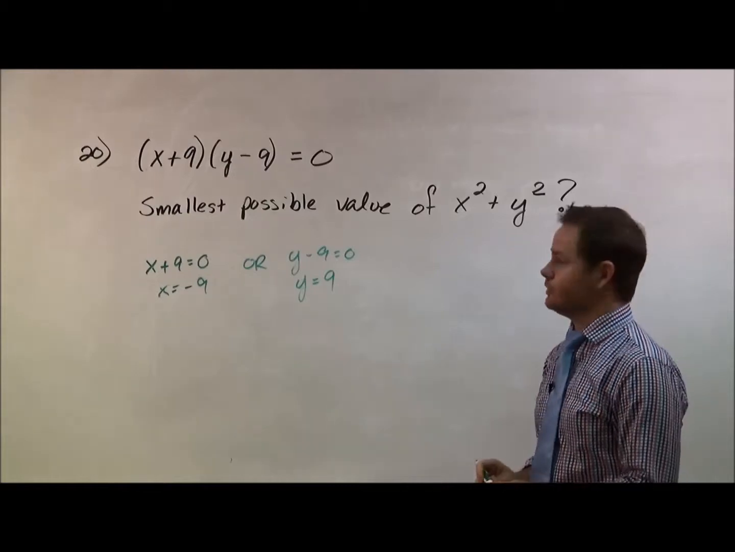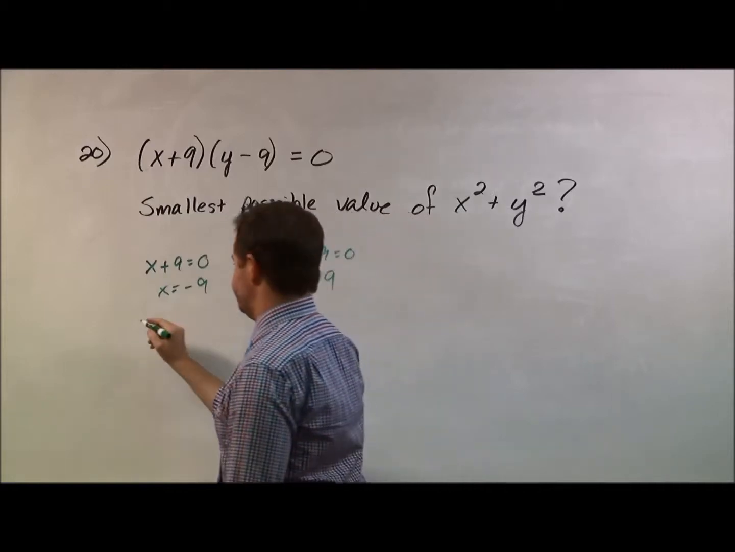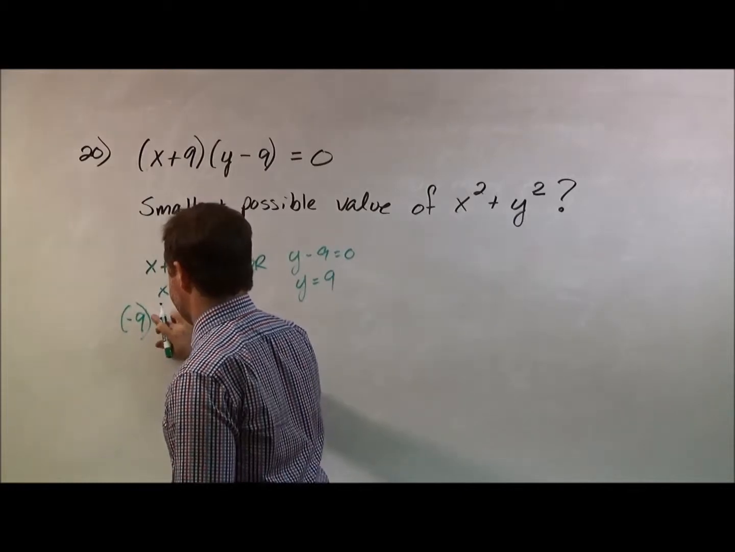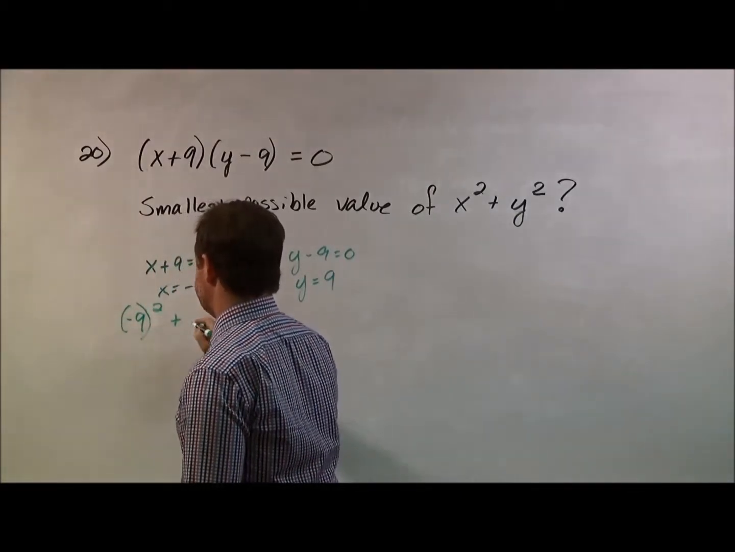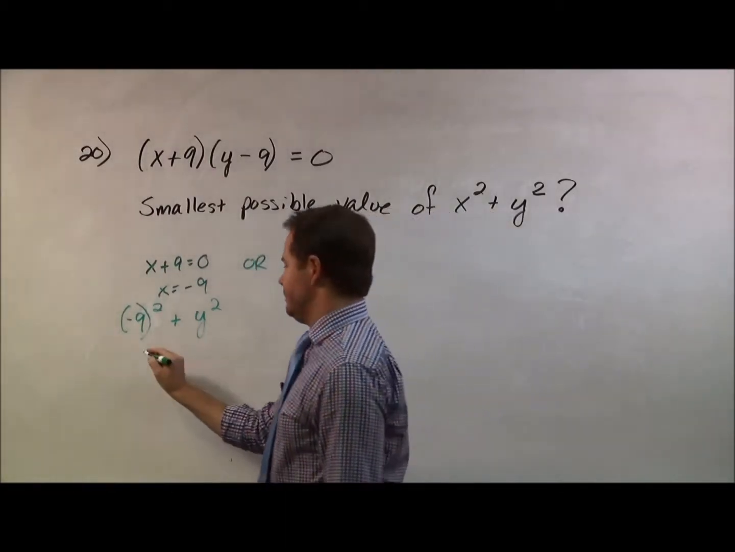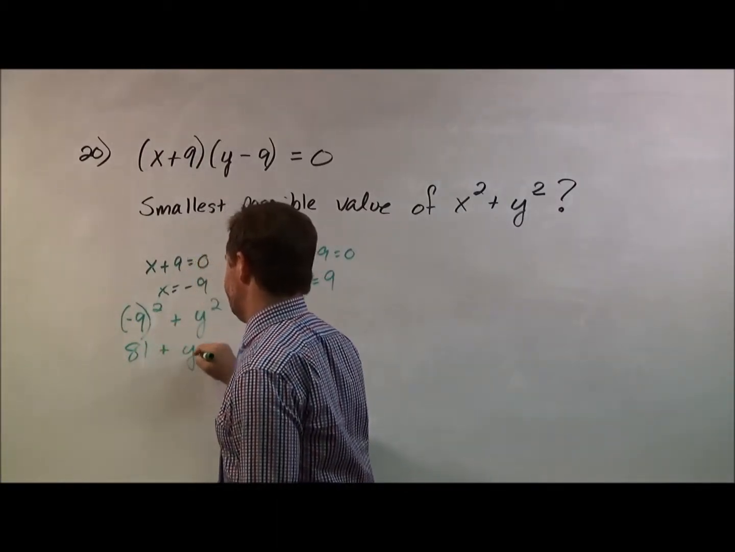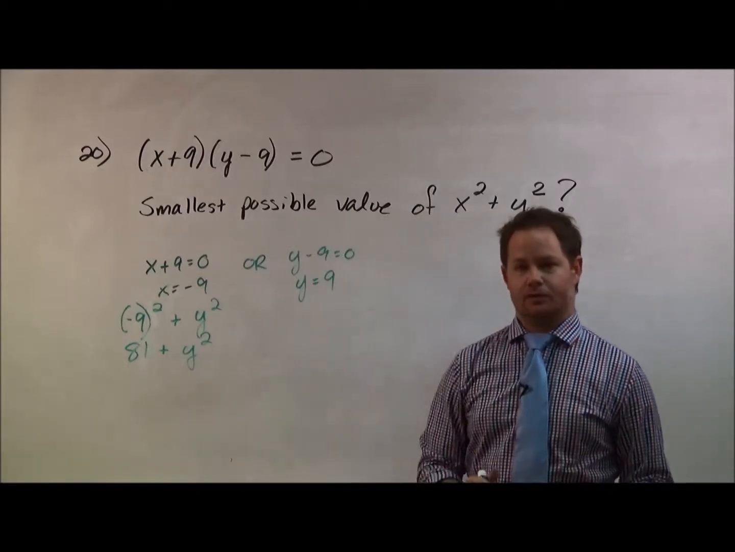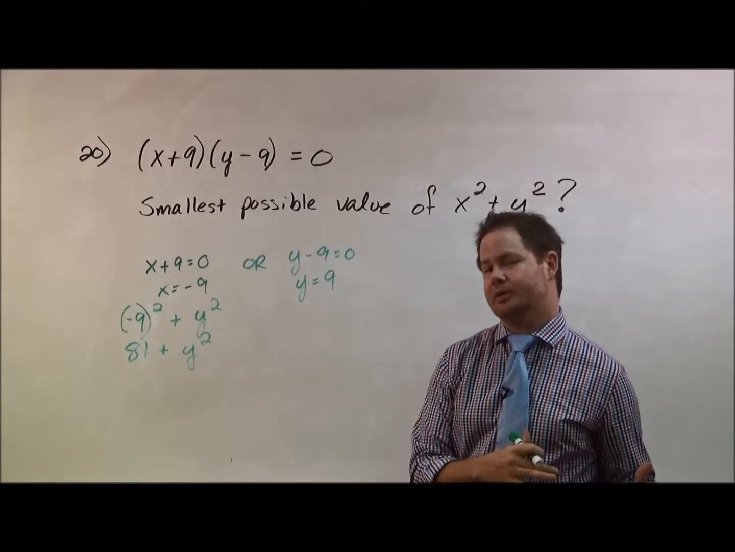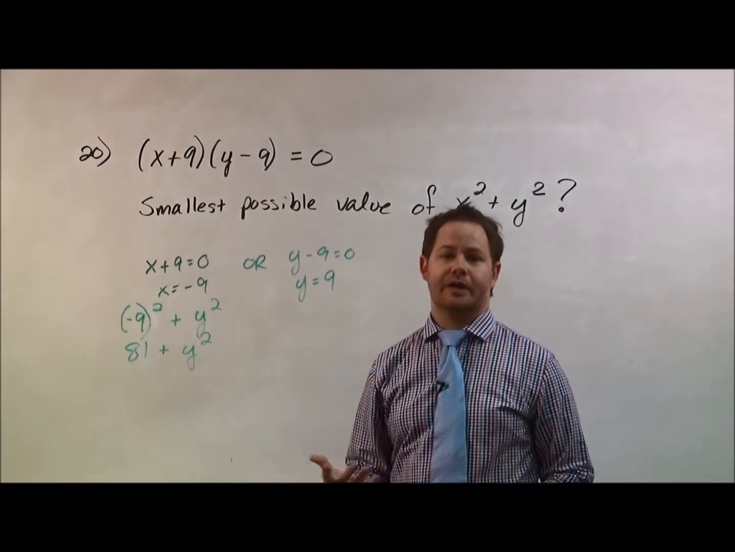So let's try out two scenarios. X squared plus y squared, if we start with x equals negative 9, then that would be (-9) squared plus y squared. And y could be anything, which means that this could be 81 plus y squared, and we can plug in any value for y. So what we have to ask ourselves is if we want the smallest possible value, then we want to plug in something for y to make y squared the smallest possible value that it could be.